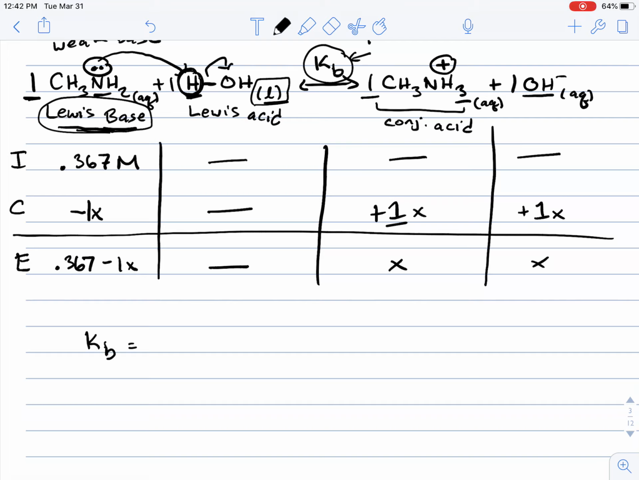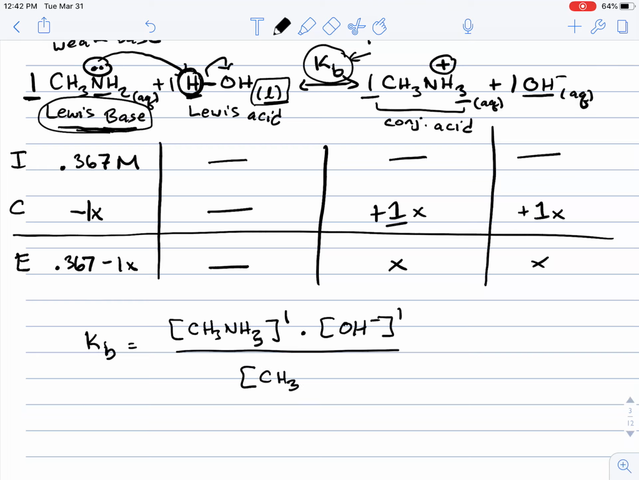is going to equal the concentration of the product. So in this case, it's the conjugate acid of the methylamine. So it's going to be CH3NH3, I apologize, raised to the first power, because the coefficient is 1, times the concentration of hydroxide ion raised to the first power, then divide this by the concentration of methylamine raised to the first power. Okay.